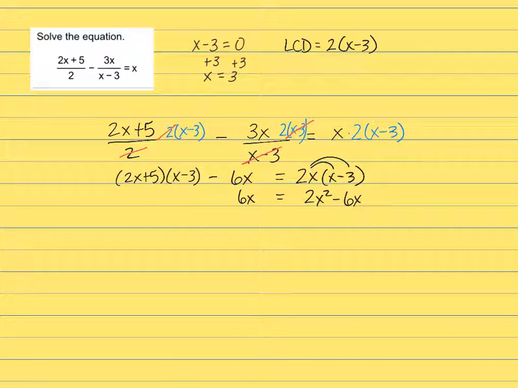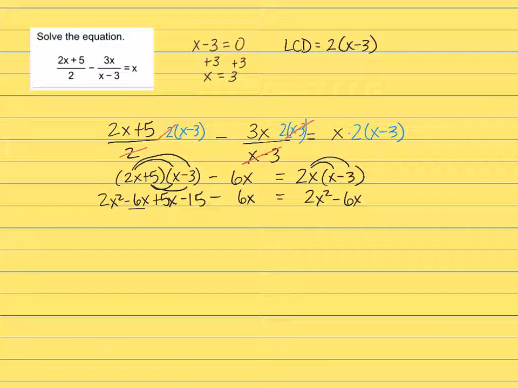And over here, I'm going to have to distribute. That'll give me a 2x squared. That will give me a negative 6x. This will give me a positive 5x. And this will give me a negative 15. So now everything's done. I can combine my like terms.